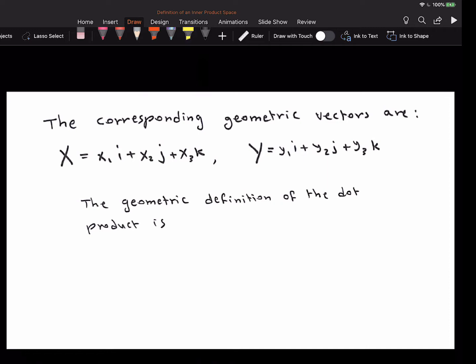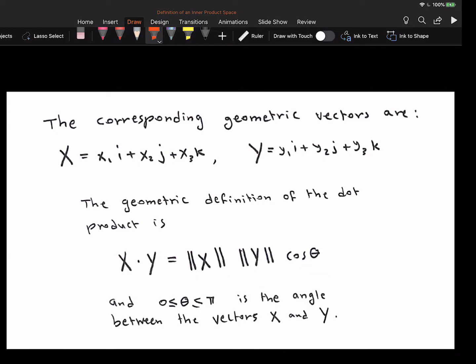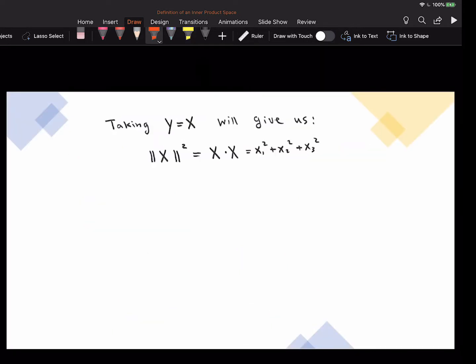The geometric definition of the dot product is a little bit different, which is x dot y equals the magnitude of x multiplied by the magnitude of y and multiplied by cosine theta, which is the angle between the vectors x and y. So theta is the angle between the vectors x and y, and we're going to see some applications and examples.